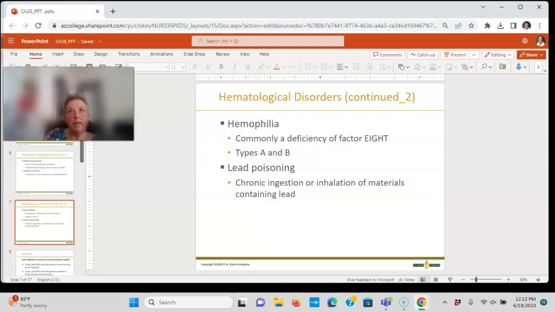Lead poisoning, they love to give you this question because we still have homes with lead paint in them. Children with iron deficiency absorb lead more readily than those with sufficient iron stores, so that's why they're more susceptible. So lead poisoning, there should be risk assessments performed at 6, 9, 12 months, 18 months, 24 months, and 3, 4, 5, 6.